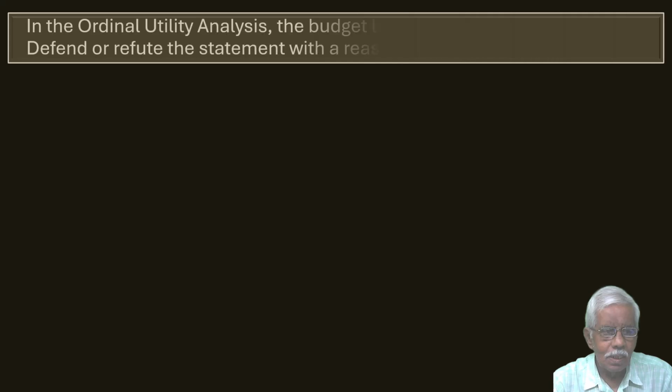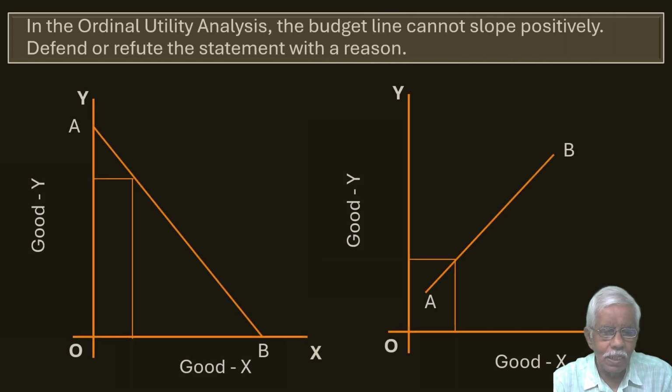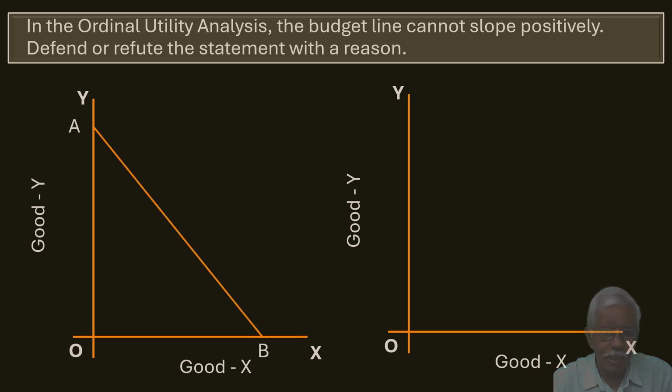Question. In the ordinal utility analysis, the budget line cannot slope positively. Defend or refute the statement with a reason. Answer. The statement is defended. A budget line cannot take a positive slope. It always slopes negatively because it is obtained by assuming the income and prices of two goods are given.